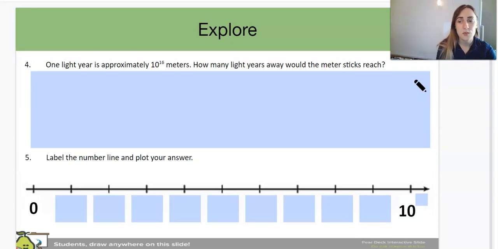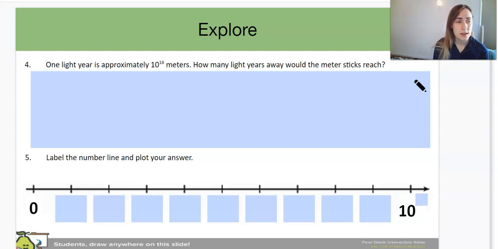On slide E, it says 1 light year is approximately 10 to the 16th power meters. How many light years away would the meter sticks reach? Label the number line and plot your answer. Again, I highly suggest using the strategy that we tried before, asking ourselves what the important quantities and relationships will be that we need, drawing a diagram to show how they're related to each other. If you want, you can move back in the video and look at the other diagrams from other students.